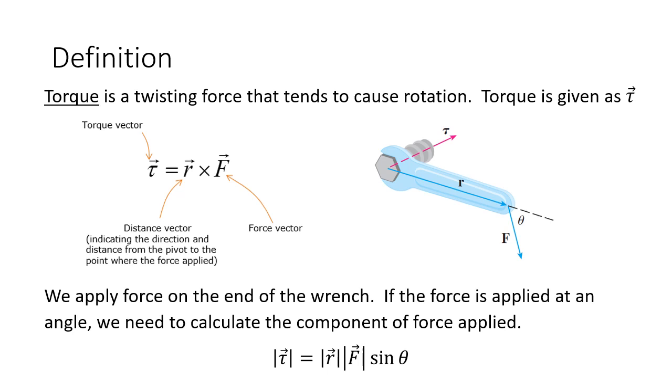The last thing about the cross product is one of its most common applications in terms of physics and engineering, and that is in the calculation of torque. So torque is a twisting force that causes rotation. And again, we typically give torque as a vector tau, the Greek letter tau. And we calculate torque by finding the cross product of the distance vector and your force vector.